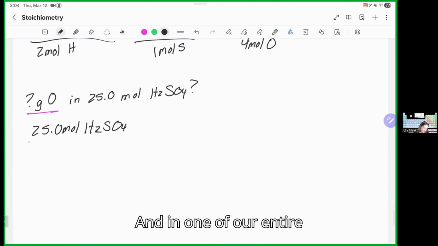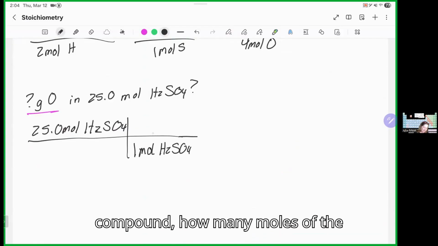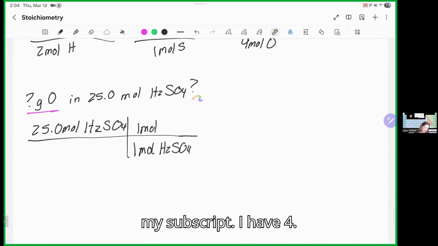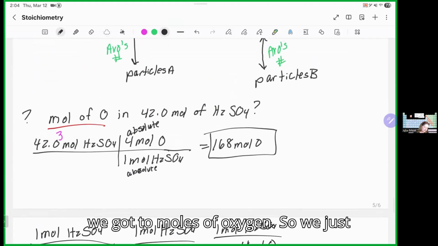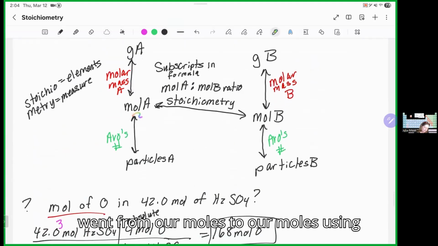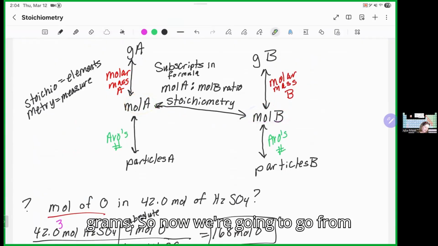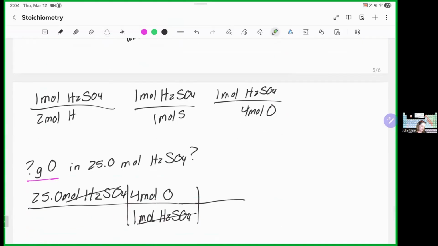Okay, and in 1 mole of our entire compound, how many moles of the oxygen do I have? Well, that's my subscript. I have 4. So we got to moles of oxygen. So we just went from moles to moles using our stoichiometry. Now we're looking for grams. So now we're going to go from moles to grams using our molar mass.